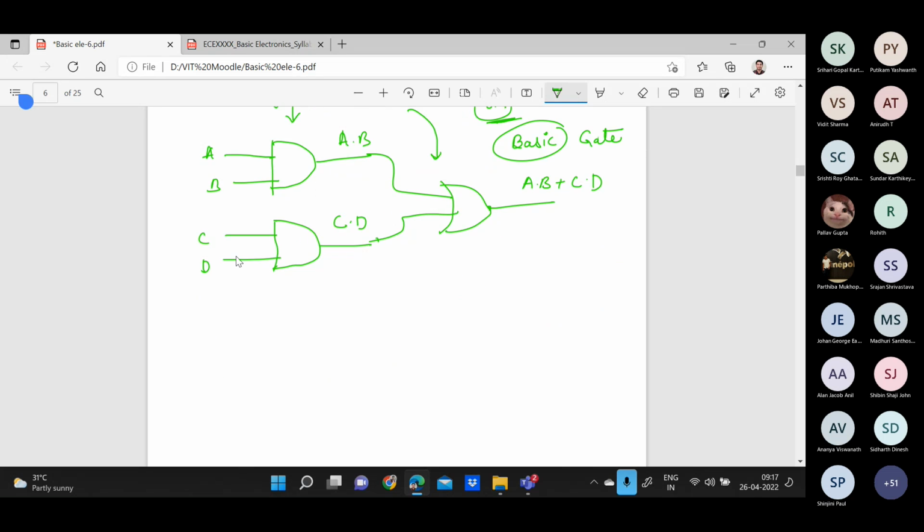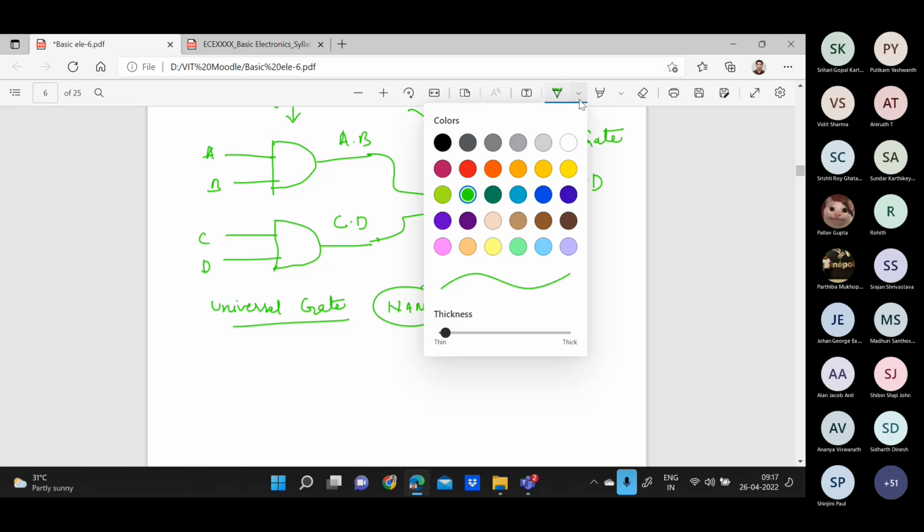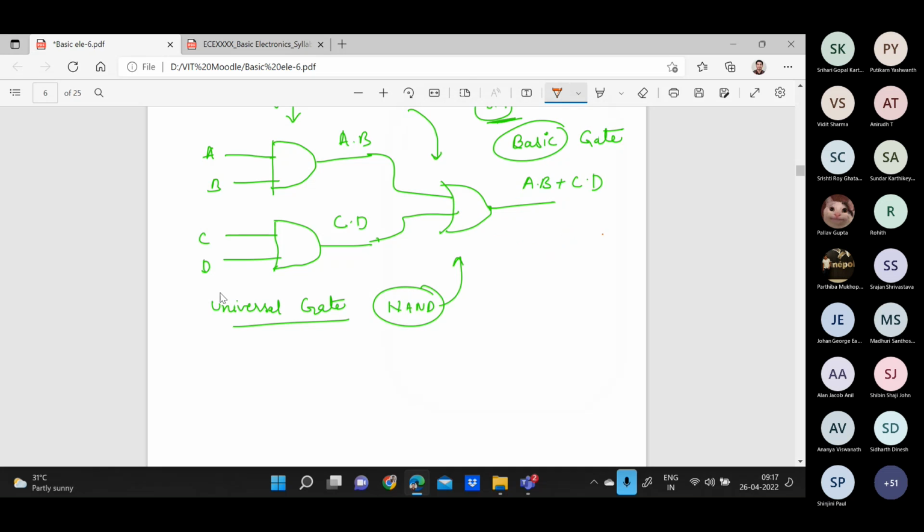Now, after that, we saw universal gates, right? Universal gates say that by using either of the universal gates, means by using NAND gate logic, you can design this circuit. But how? So I'm changing the color and telling you the procedure. Okay. What is the first step? Design any circuit by using basic gates, as I did for this one.